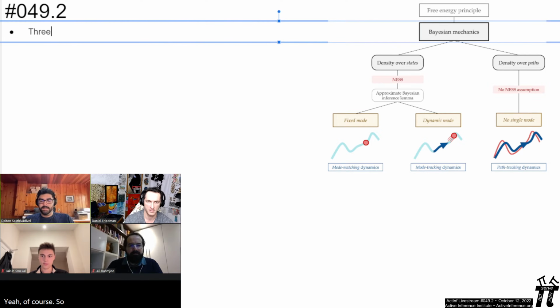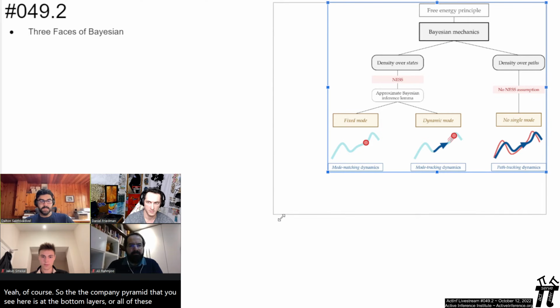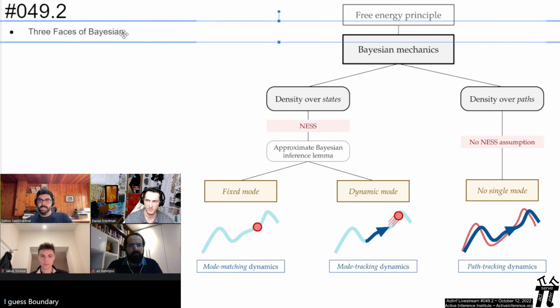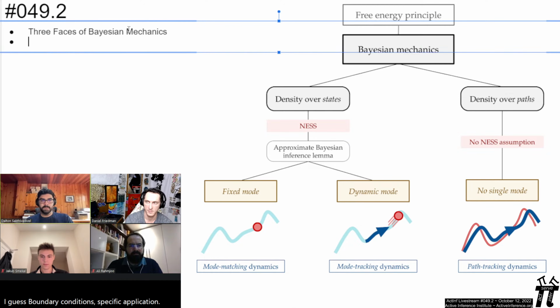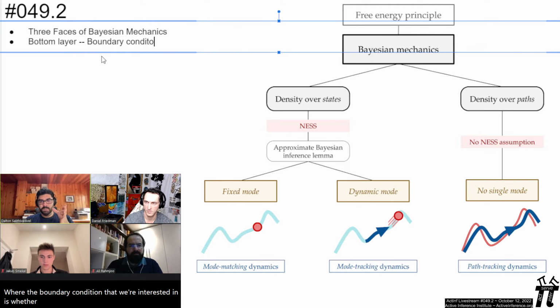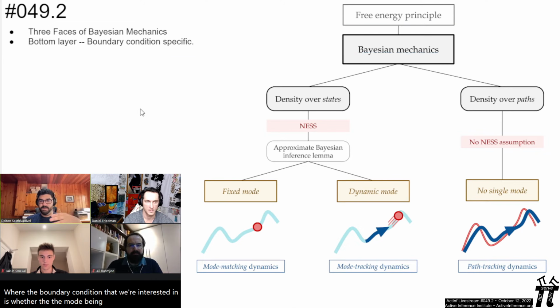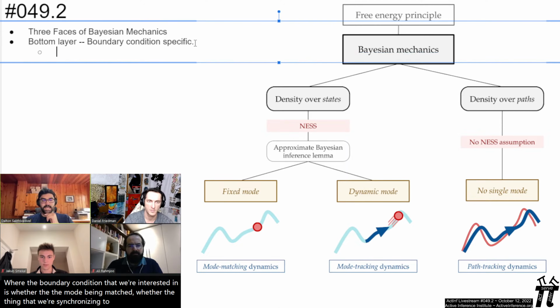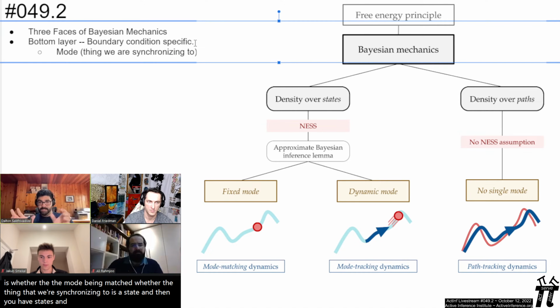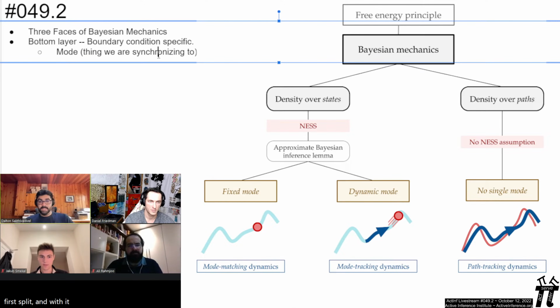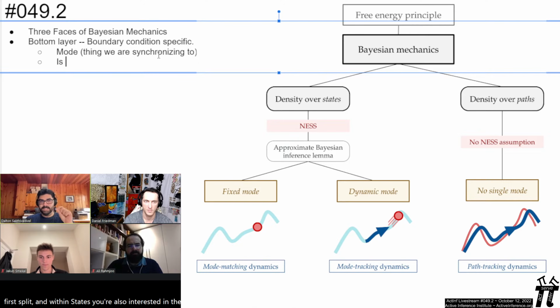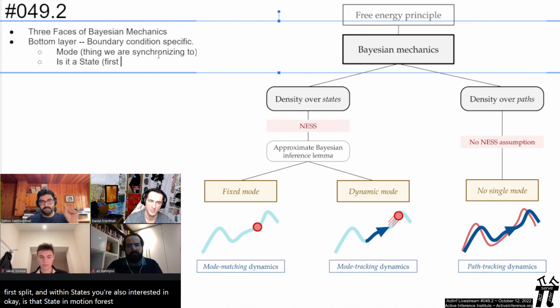So the kind of pyramid that you see here, at the bottom layer, is all of these boundary-condition-specific applications of the FEP, where the boundary condition that we're interested in is whether the mode being matched, whether the thing that we're synchronizing to, is a state, and then you have states and paths. That's the first split. And within states, you're also interested in whether that state is in motion or whether that state is fixed.